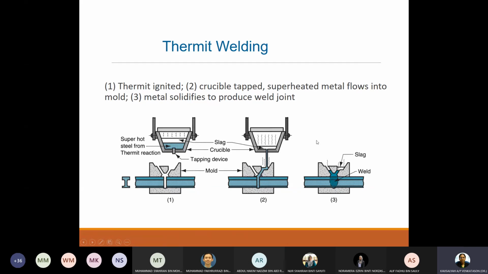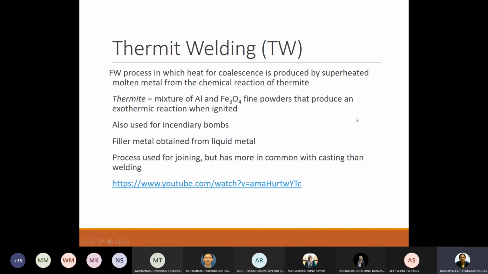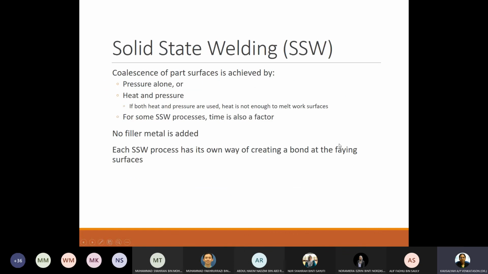So it is why they say casting, because it's like pouring in a molten metal to fuse two parts together. Okay. So joining of railroads is the application, and repair of cracks in large steel casting and forging. Weld surface is often smooth enough that no finishing is required, because basically we're dealing with molten metal. I'm going to skip the video for this.